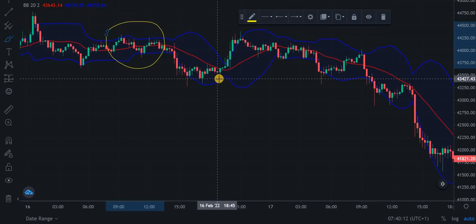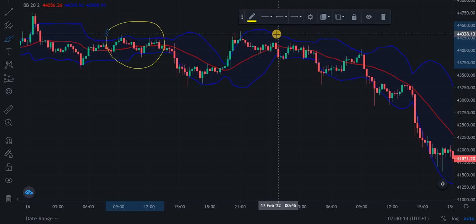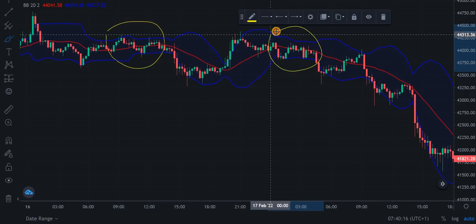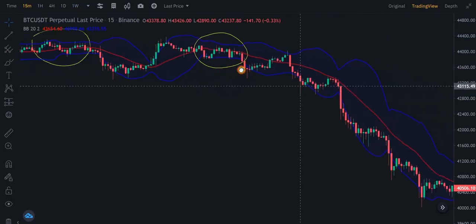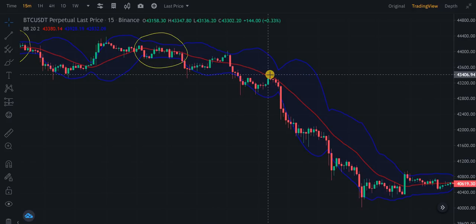Let me show you another example. This right here, you can see that the Bollinger Band was squeezing at this particular region, and soon after there was an increase in the Bollinger Band. As you can see right here, this is a massive increase in the Bollinger Band to the downward direction.